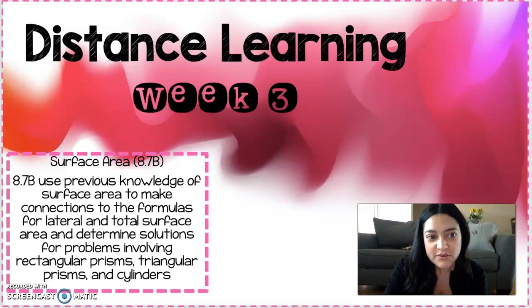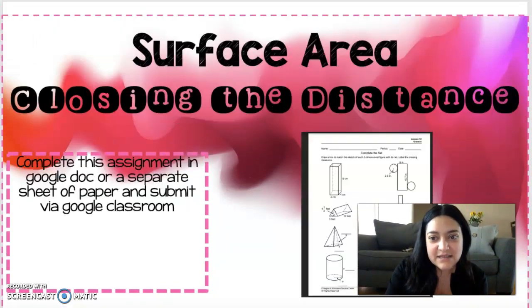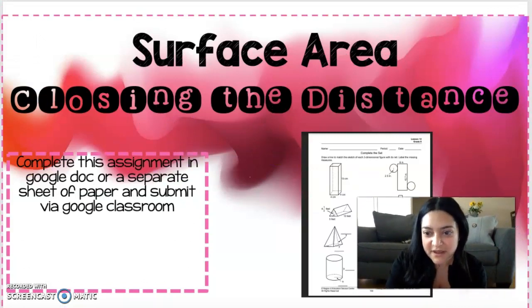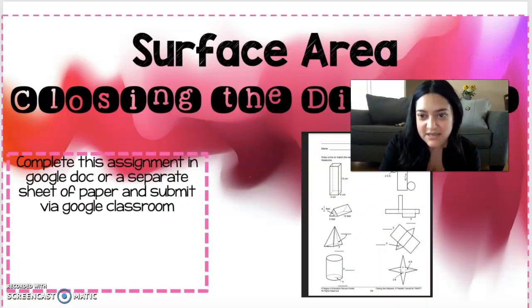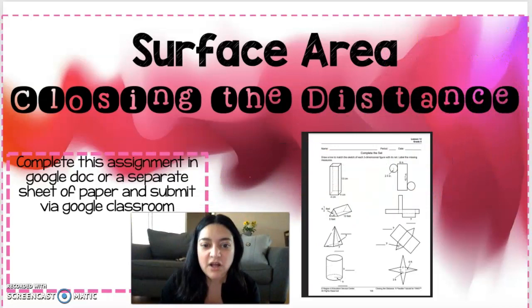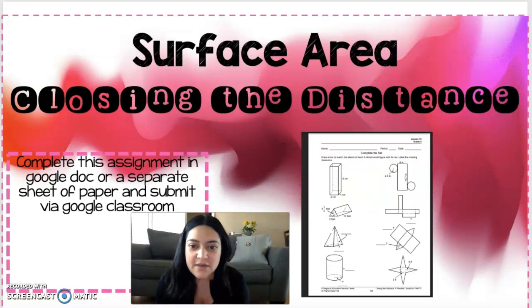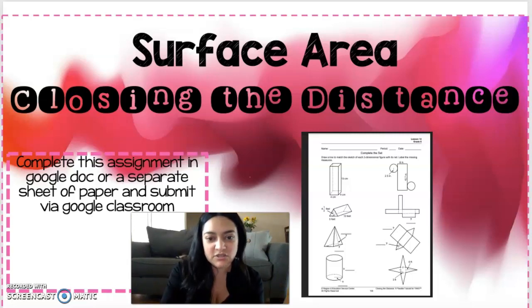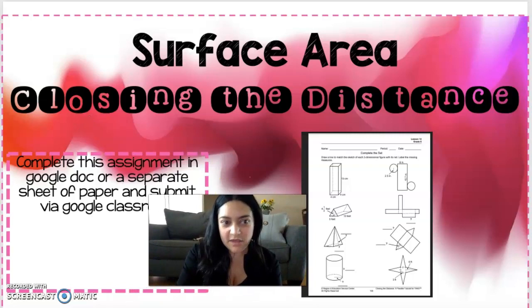The assignment that you're doing is called, let me move my little recording so you can see. It's called Closing the Distance. And it looks like this little picture right here. You're going to complete that assignment in a Google Doc or a separate sheet of paper, and then you can take a picture and send it to me in Google Classroom or in an email.